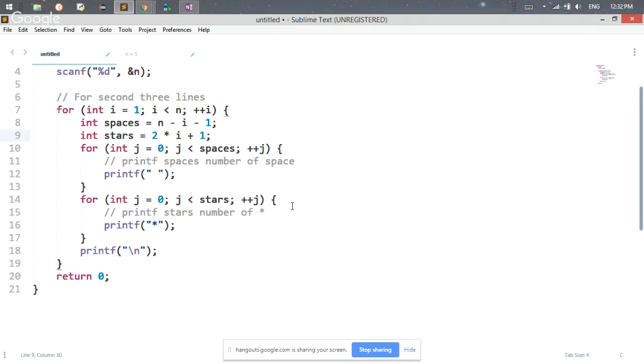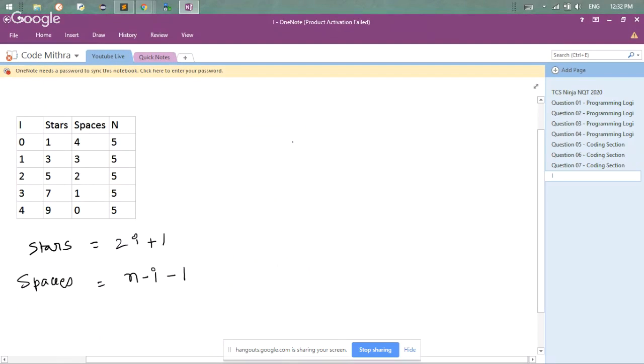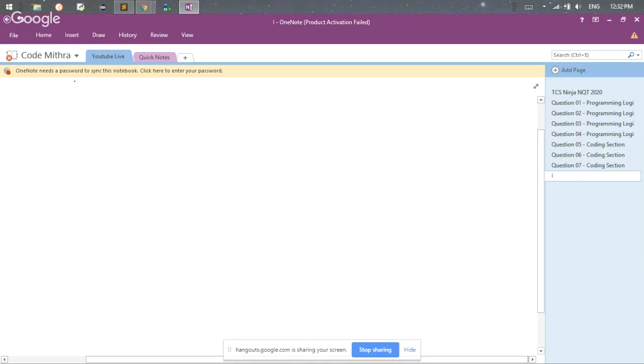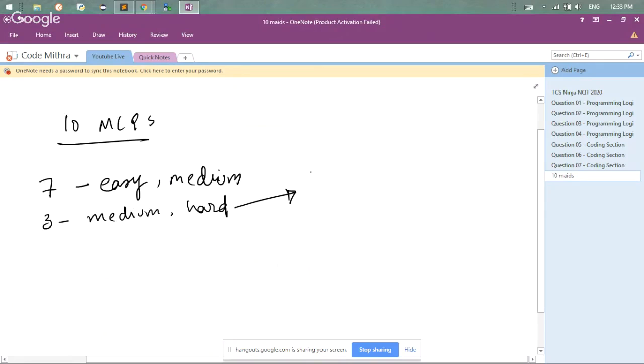Okay, let's move on to the next question. Sometimes they might ask you to solve an advanced programming question as a bonus. In the programming logic section, let's say there are 10 MCQs. Of those, 7 will be of easy-medium category and 3 will be of medium-hard category. These 3 medium-hard questions might be asked from data structures.